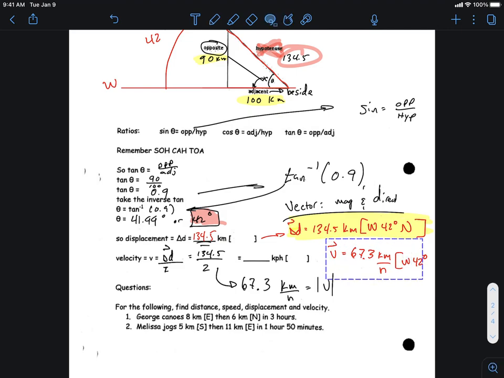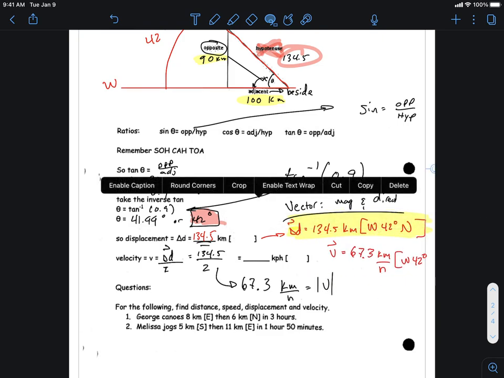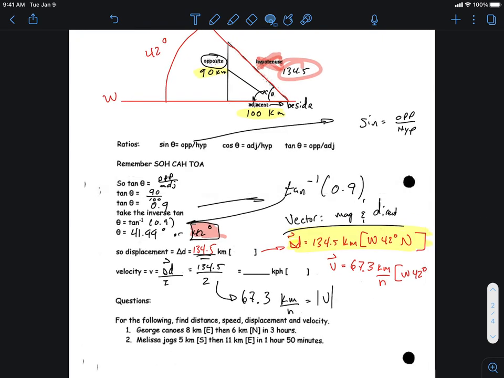I'm going to move this over. This is what I like about the iPad. I have the ability to do this. I don't have to squeeze things in. Sometimes it does some funny things. West 42 degrees north. There are your two answers.